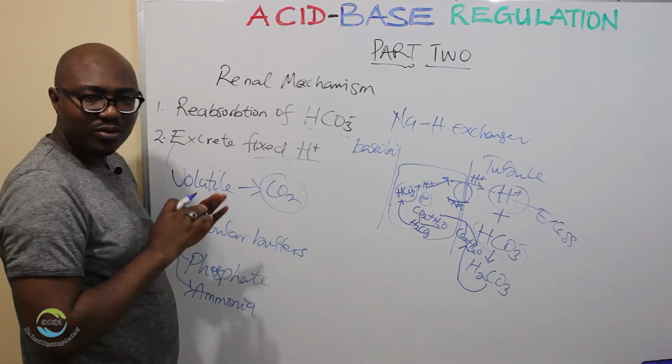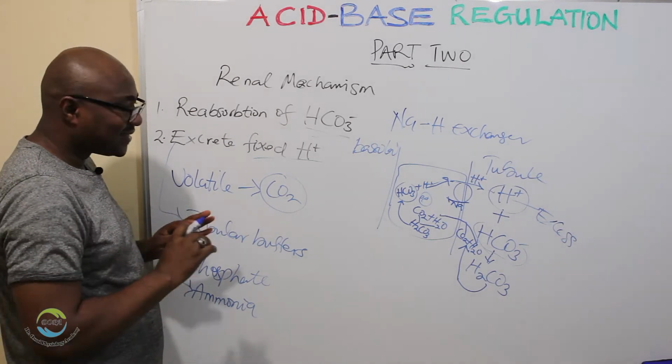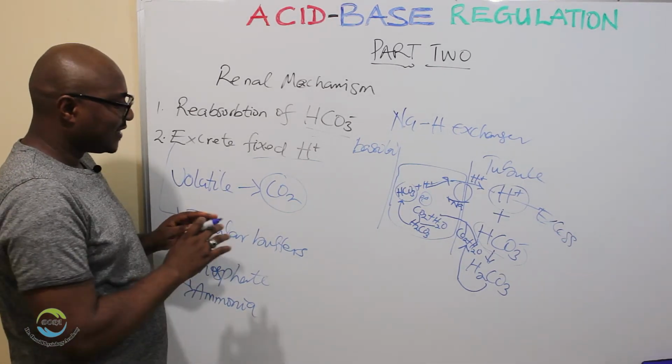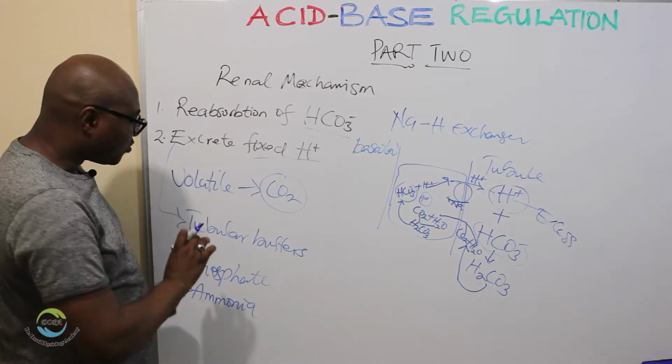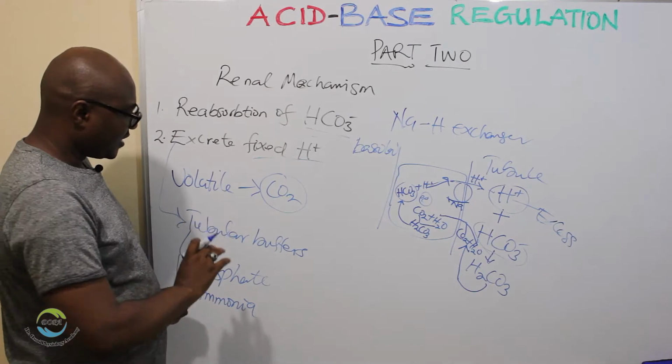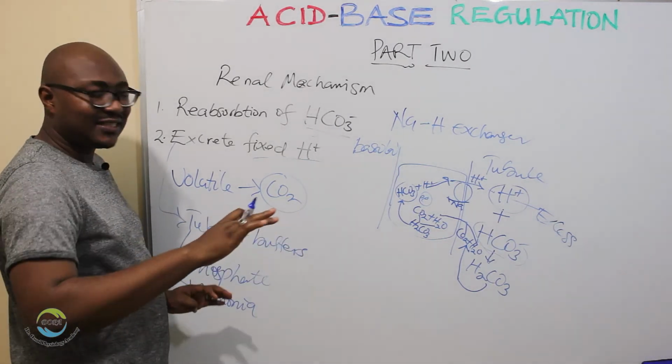Check part one of this lecture. You see that, so that we don't waste time. It's the same thing. The only difference is that the phosphate in the extracellular fluid is very little. But when it comes to the tubules, this phosphate mechanism happens at the distal tubule and collecting ducts.